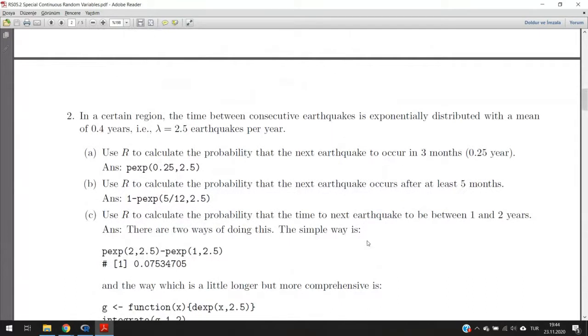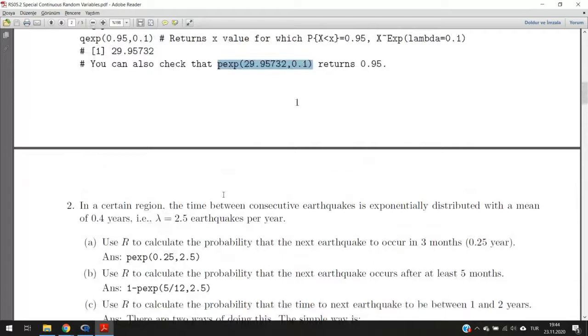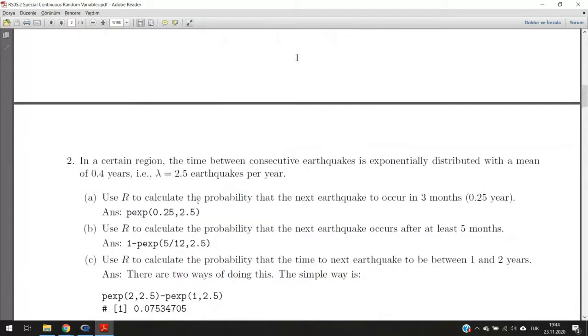Now that we have learned enough about the commands about the exponential random variable, we are just going to solve a practical question here. So the first question says, in a certain region, the time between consecutive earthquakes is exponentially distributed with a mean of 0.4 years. So the time between the earthquakes is on the average 0.4 years.